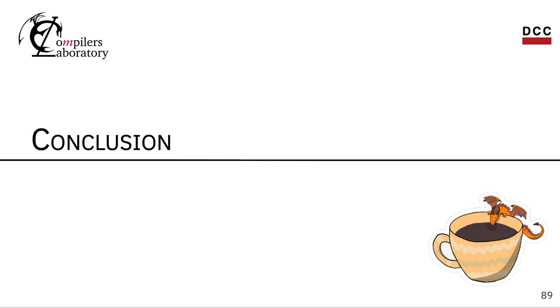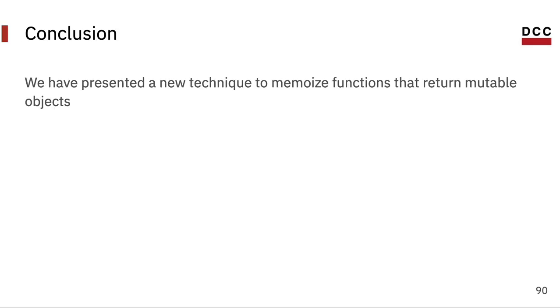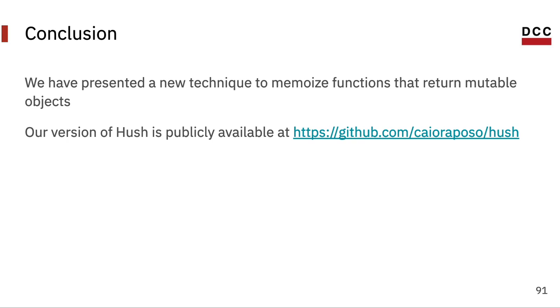Okay, let me bring some final remarks. This paper brings a new technique to memoize functions. We are focusing on the correct memoization of mutable data. Our version of Hush is publicly available on the repository. And there are a few different lines of research that we believe could set off from this paper.